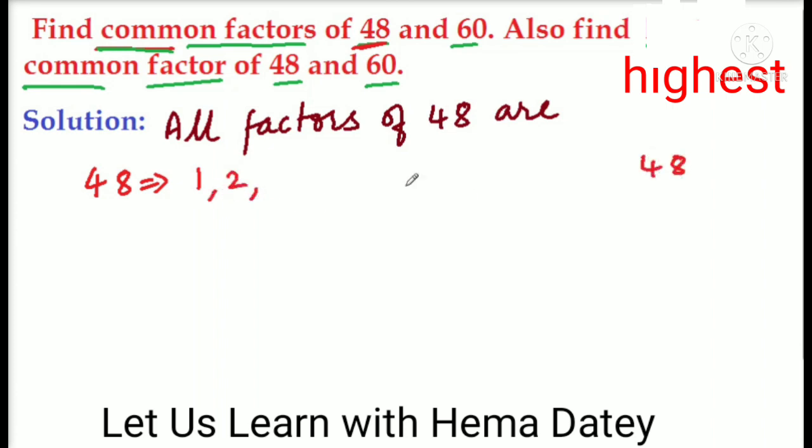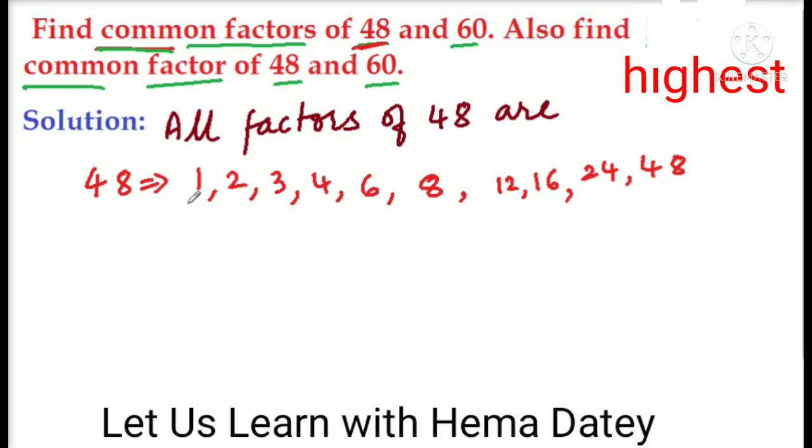If we divide 48 by 2, we get 24. If we divide 48 by 3, we get 16. If we divide 48 by 4, we get 12. When we divide 48 by 6, we get quotient 8.